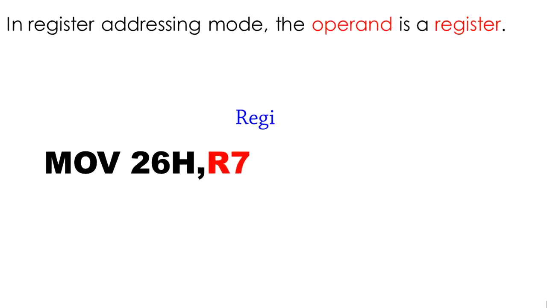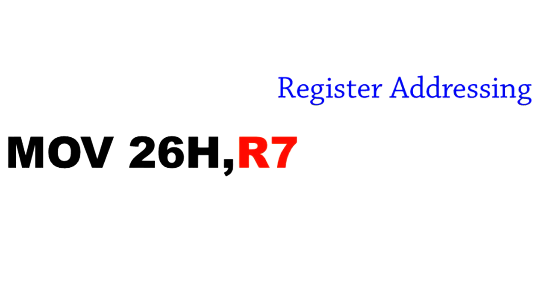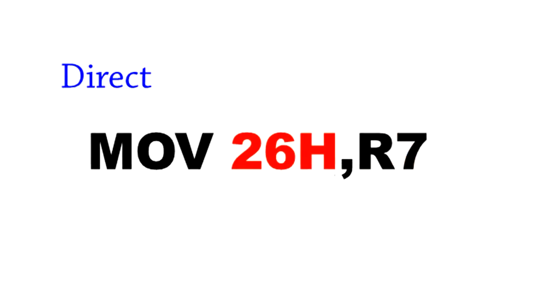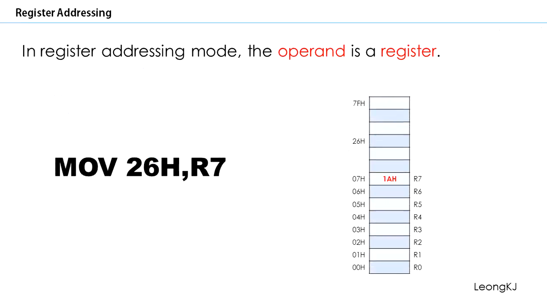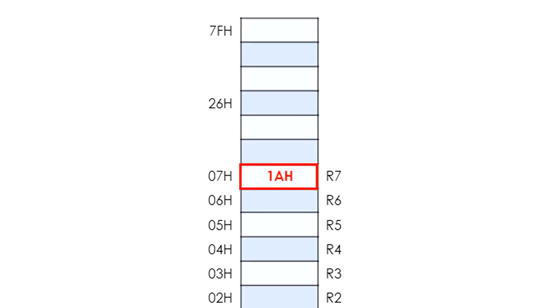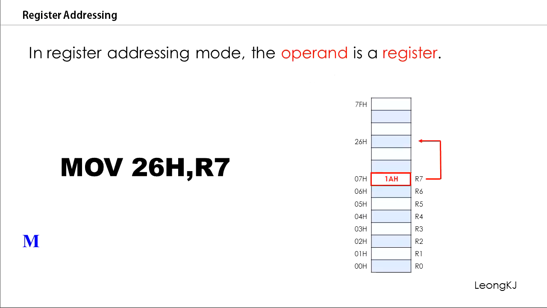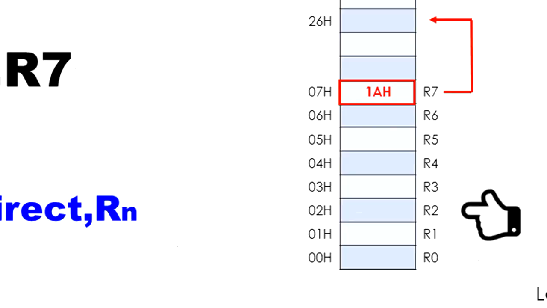The source operand is register addressing. The destination operand is direct addressing. The content in R7 is moved to direct address 26 hex. The mnemonics of this instruction is move register to direct. Rn represents any register from R0 to R7.